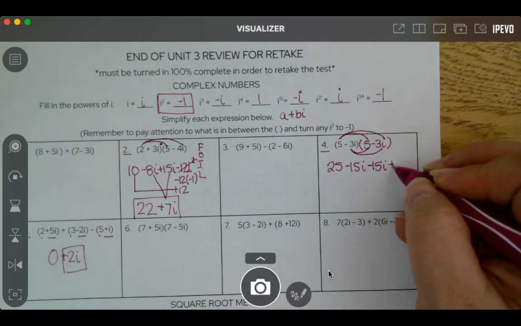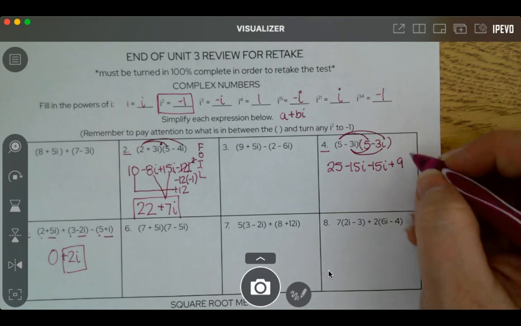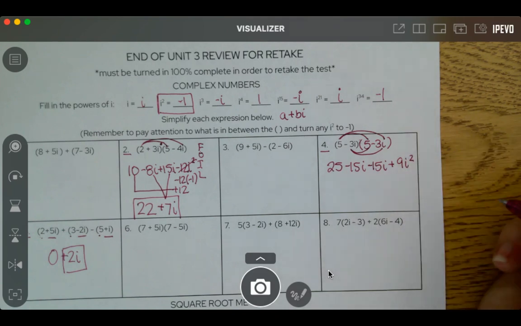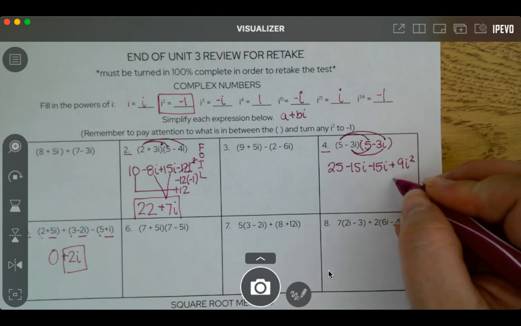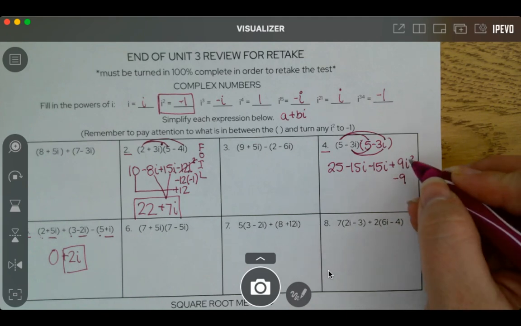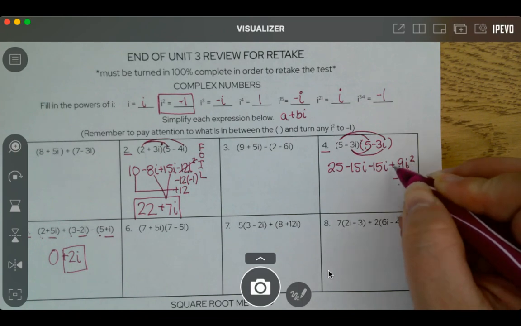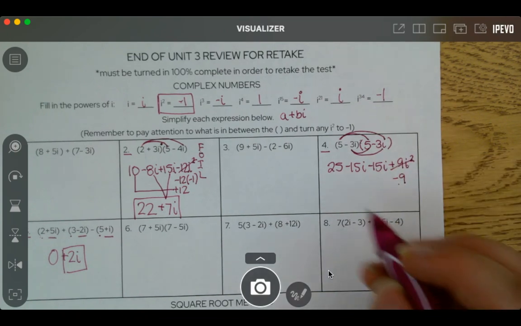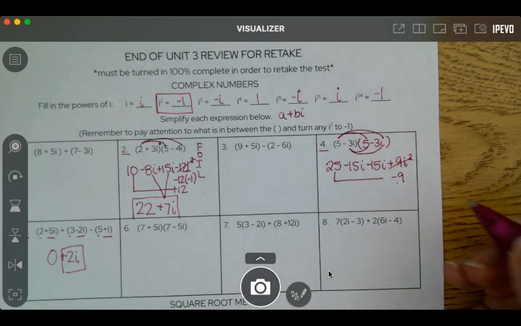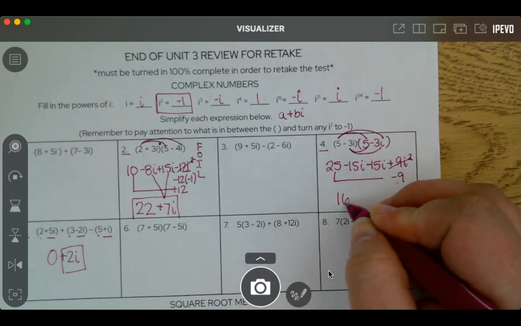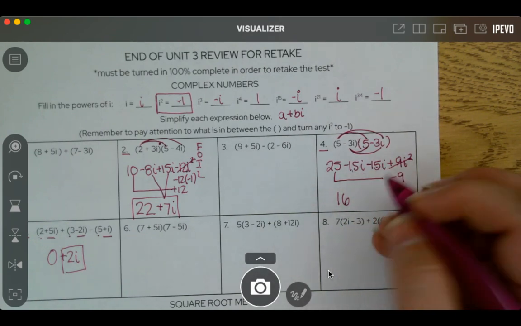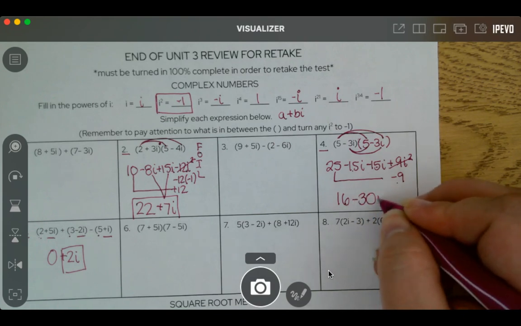Negative 3 times negative 3 is positive 9. I times I is I squared. Then this is going to become negative 9 because the I squared becomes negative 1. Negative 1 times 9 is negative 9. And 25 minus 9 is 16. Negative 15 plus negative 15 is negative 30i.